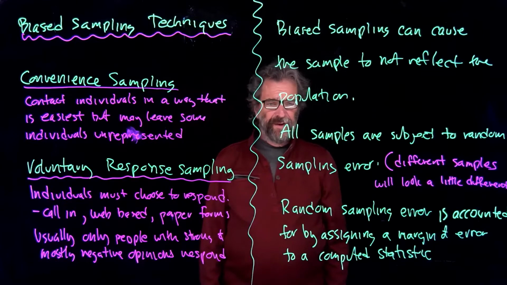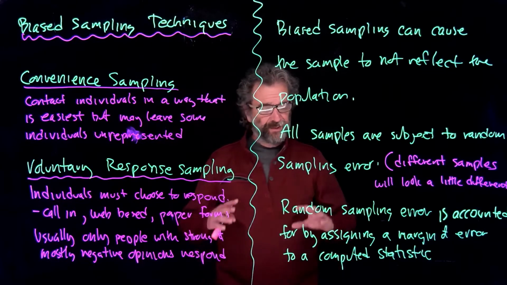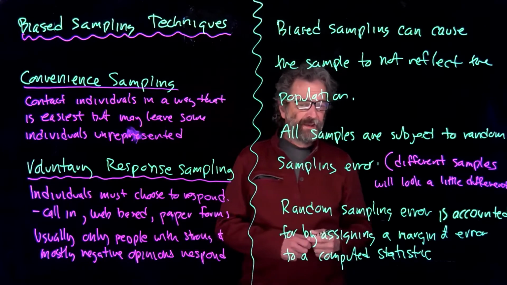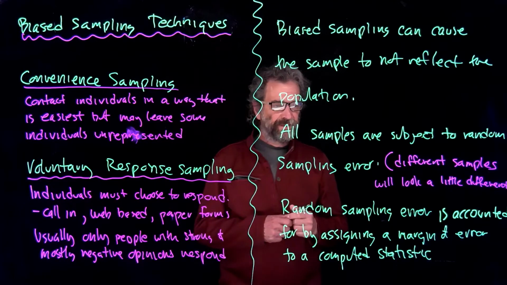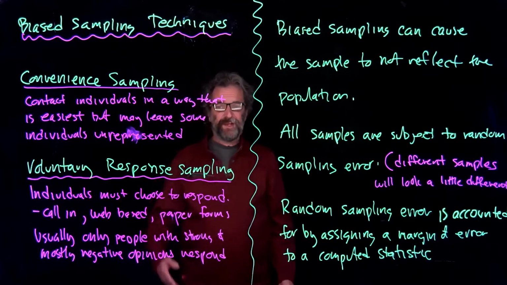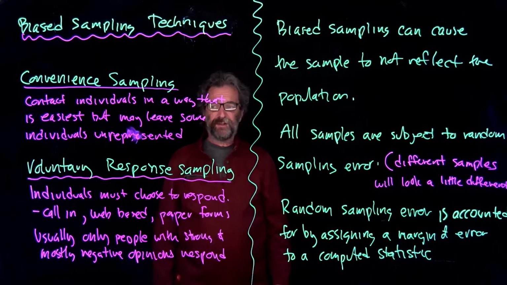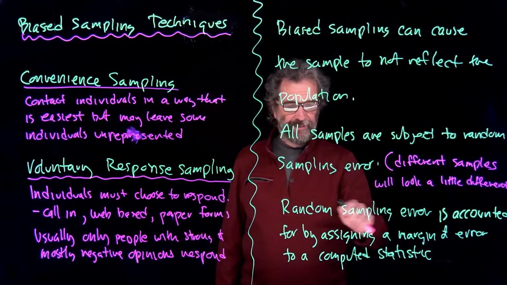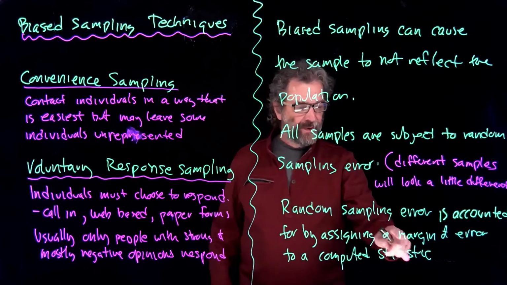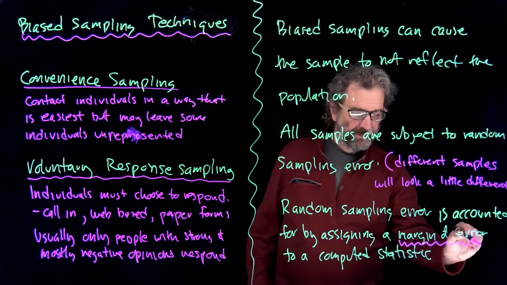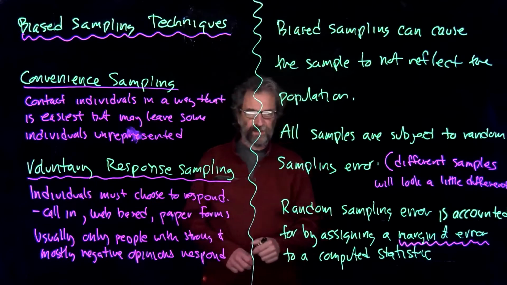And so no matter how carefully you do things to make sure the sample is as representative of the population as possible, different samples look a little different and will give different values to statistics. So you're computing the mean, or the standard deviation, or whatever you're computing based on the data you're looking at. Different samples give different answers. So that random sampling error is accounted for usually by assigning what's called a margin of error to the computed statistic.